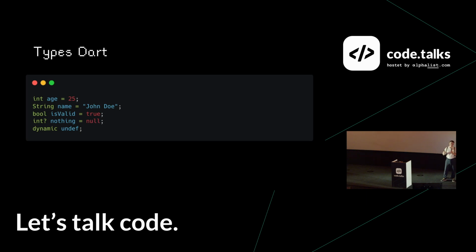Then Dart has the same types with a bit of a smell of Java, but okay. They have ints, strings, booleans. We could say, okay, the values could be null, and of course, dynamic for any.